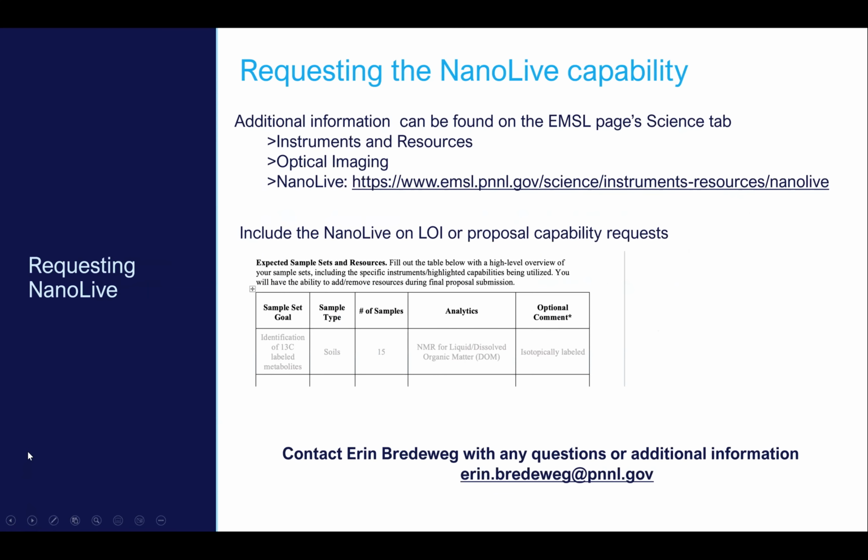So additional information for the NanoLive capability is available on EMSL's Science tab, and I think that there may be links being dropped in the chat. You can find information under the Instruments and Resources tab under Optical Imaging. You can also include NanoLive on a letter of intent or in a proposal for capability requests.